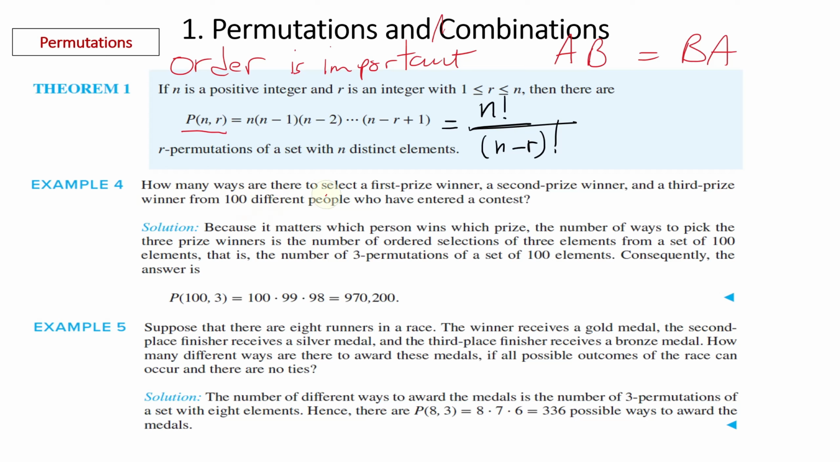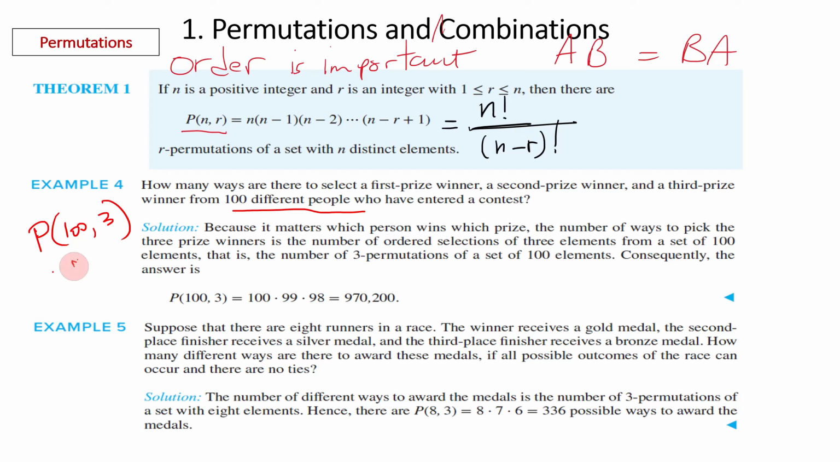Okay, how many ways are there to select a first prize winner, a second prize winner, and a third prize winner from 100 different people who have entered the contest. Now we have 100 people that entered the contest. And among these, we would like to have 3 selected where the order of those 3 is mattering, because the first one is going to be the first prize, the second one is the second prize, and the third one is the third prize. So the order matters. That's why I'm not using a combination, I'm using a permutation. And to do that, the way to do it is do this calculation.